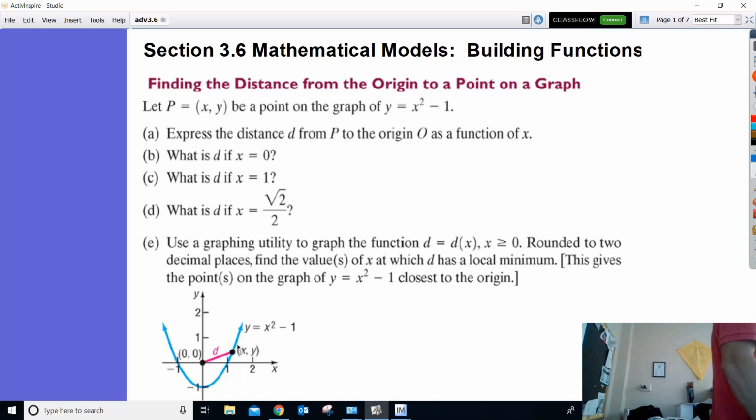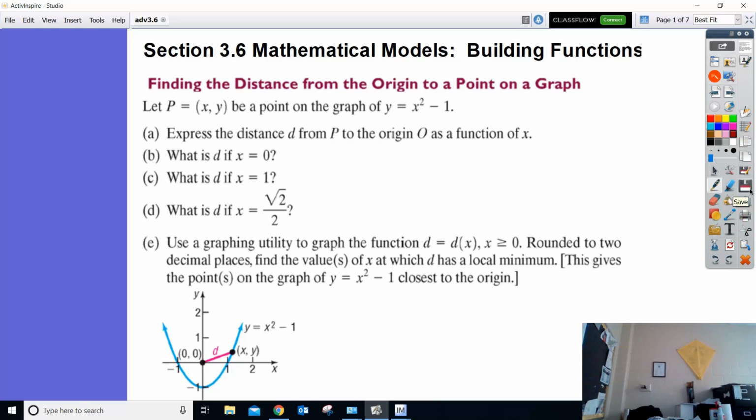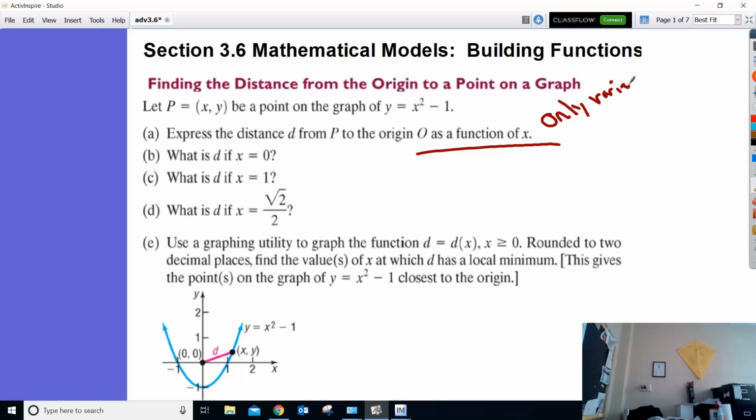And when you talk about expressing something as a function of x, that means that the only variable it has is what? What's the only variable it's allowed to have if it's a function of x? This piece right here means the only variable is x. That's it. There are no other unknowns in this thing. That's the only unknown.